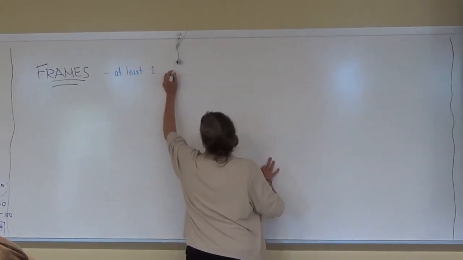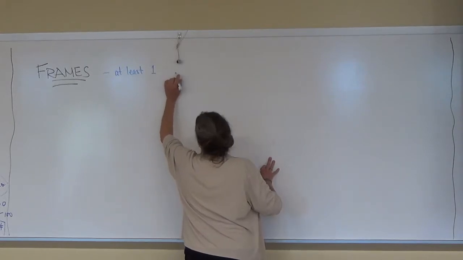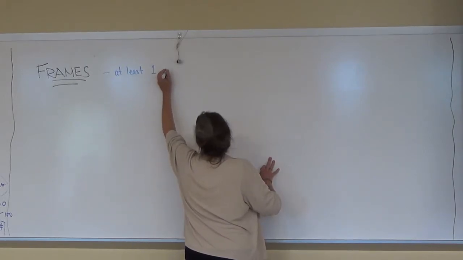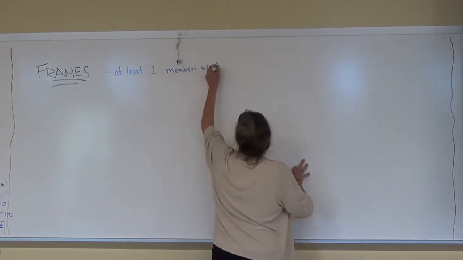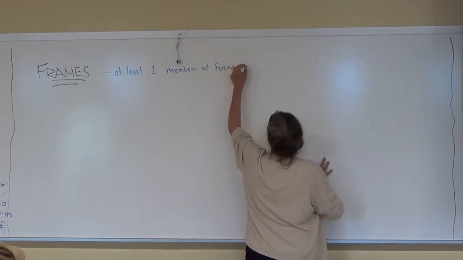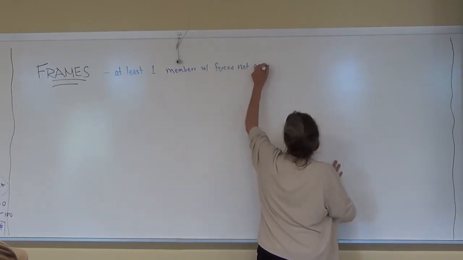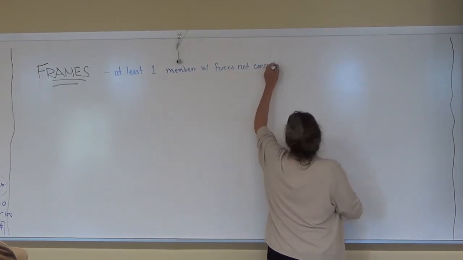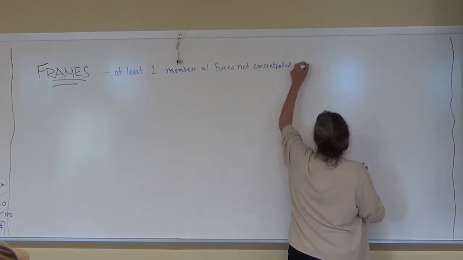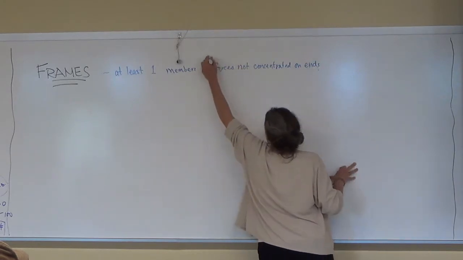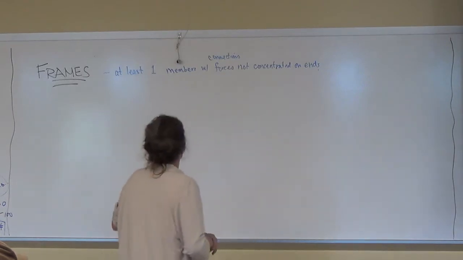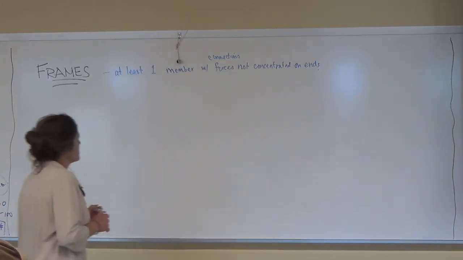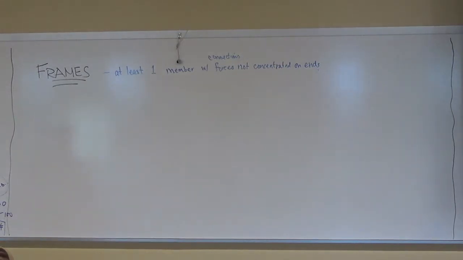One member that has more than 2 forces on it. A frame has at least one member with forces not concentrated on the ends. How's that? At least one member with forces or connections not concentrated on the ends.